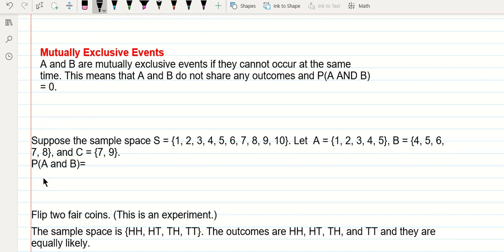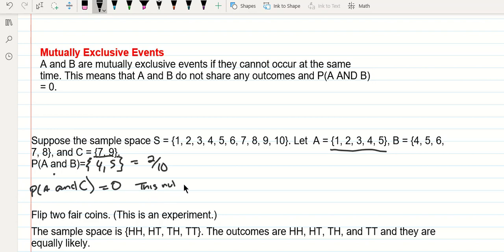If we were to find the probability of A and B, remember, and means the intersection. So the probability of A and B will be 4, 5, which gives us 2 out of 10, because we have 10 numbers in our sample. So this is not mutually exclusive, because the probability of A and B does not equal 0. However, if we did the probability of A and C, do A and C have anything in common? They don't have anything in common. So the probability of A and C is 0. So this is mutually exclusive.